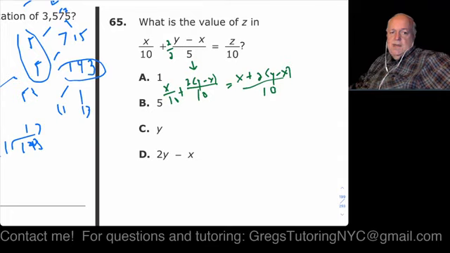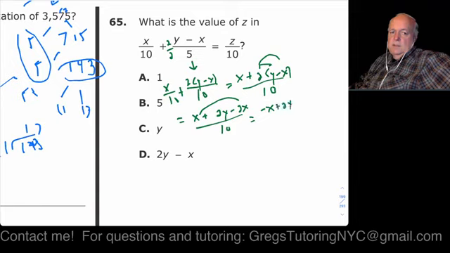Then if we combine that, that's going to be equal to x plus, and I'm going to do a distributive property here with the subtraction. So I'm going to get 2y minus 2x over 10. Then I'm going to combine these like terms here, so that's going to be equal to minus x plus 2y over 10.